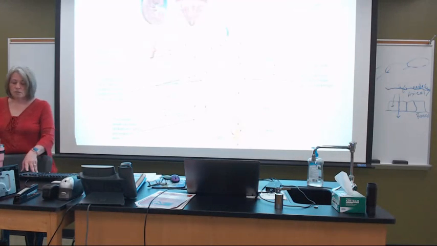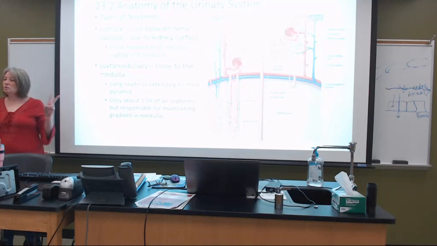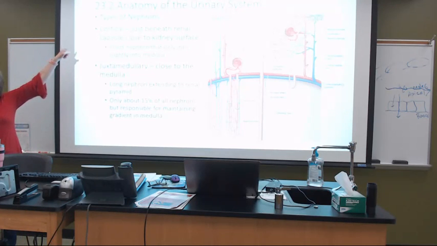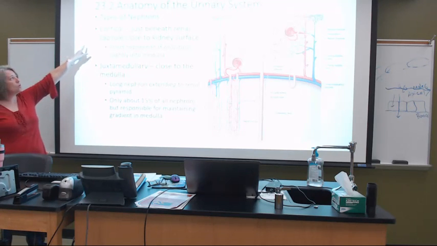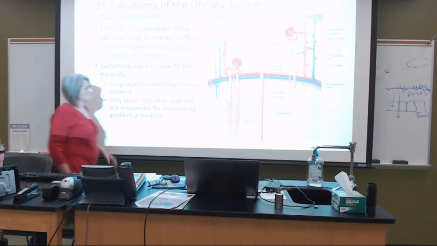Okay, so one of the things we have, two types of nephrons. We have what's termed the cortical, and we have our juxtamedullary. Juxta meaning the placement of, okay? In the cortical, these are the ones I have the majority of, okay?